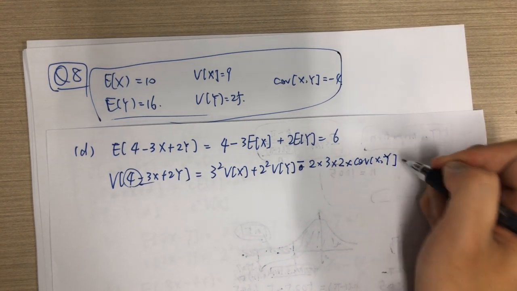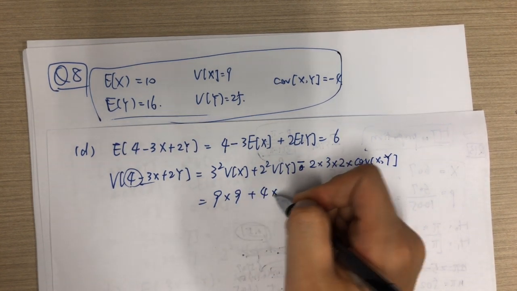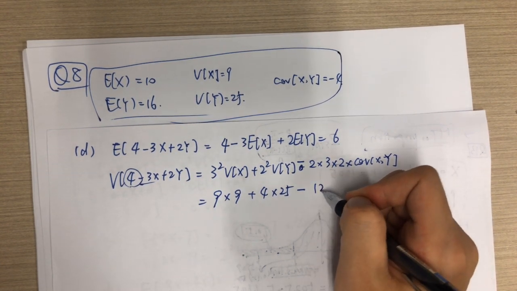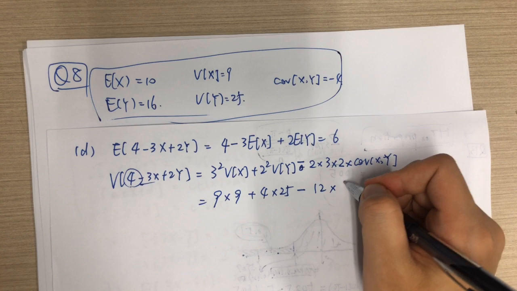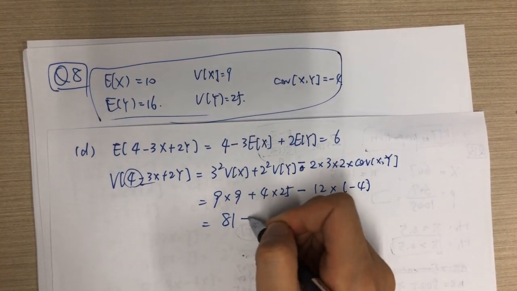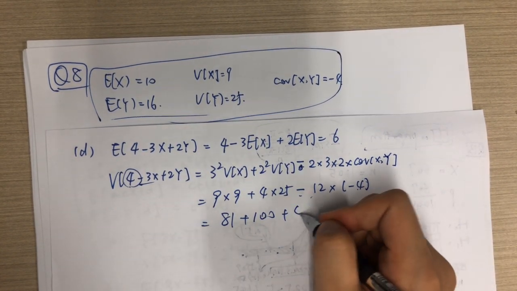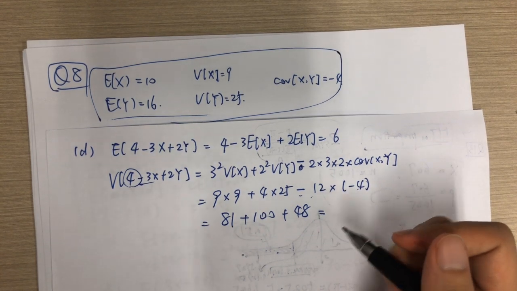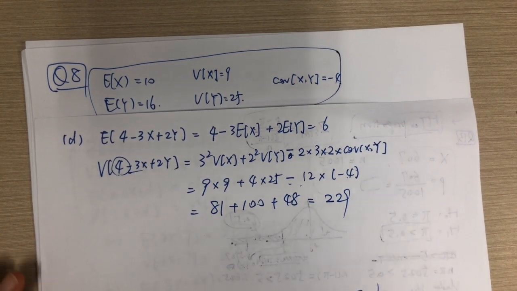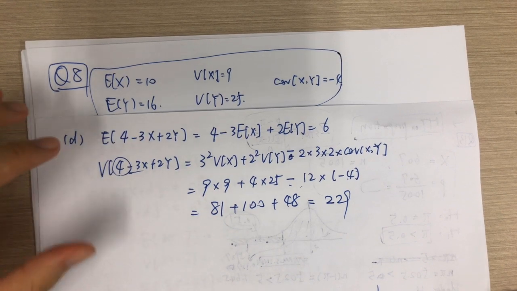So if you plug in the numbers in it, it's 9 times 9 plus 4 times 25 minus 2 times 3 times 2, which is 12, times covariance minus 4. So minus 4. Again, it becomes positive. So this is 81 plus 100 plus 48. So it's going to be 229, right? So that will be the variance of 4 minus 3x plus 2y.